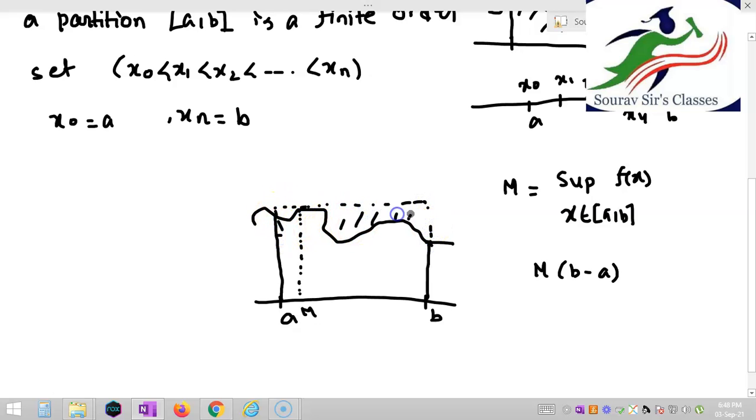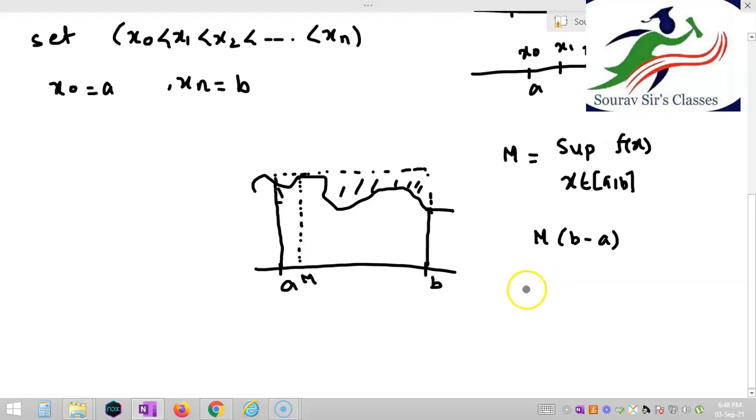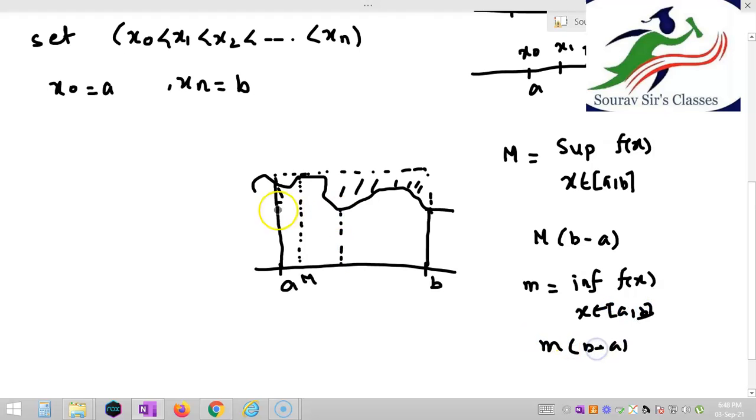This is not the area under this curve, right? So for this, I am going to take the minimum value of f also. Small m is equal to the infimum of f(x), x belongs to the closed interval [a, b]. According to our picture, this is our small m. Now if we multiply this small m with b minus a, we will get the area of this rectangle. Again, this area is not equal to the area under this curve.